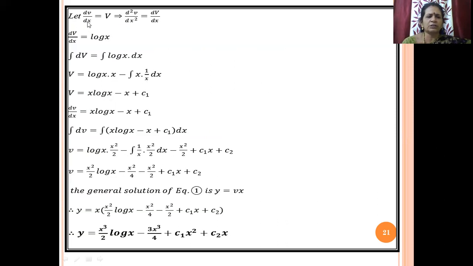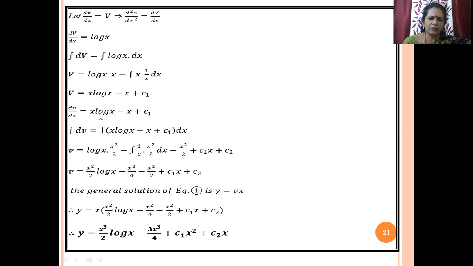Then after that, replace dv/dx by capital V. Then d²v/dx² as dv/dx. Dv/dx is equal to log x. Now integrate on both sides, we will get this. Then after that, dv/dx is equal to x log x minus x plus c1.